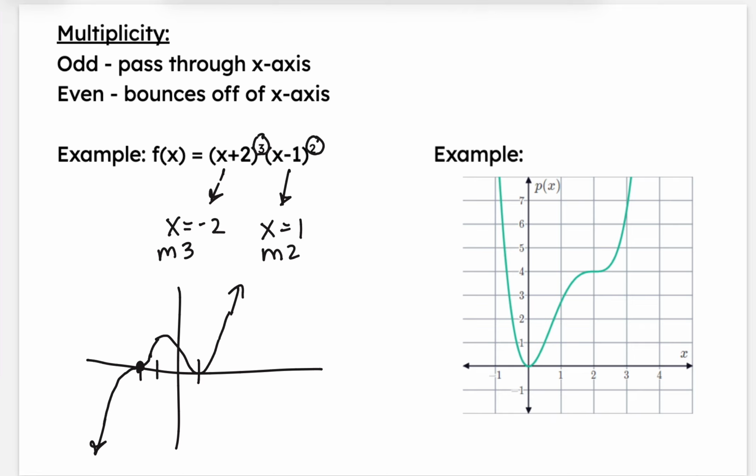So we can tell just by looking at a graph if there's an even multiplicity. So for example, we can look right here. We know that there is an even multiplicity at x equals 0. And we know that because it turns around and bounces off of it. So both of these are examples, and they help us when we're looking at a graph. We can determine, hey, maybe there's more than one 0 at that location.